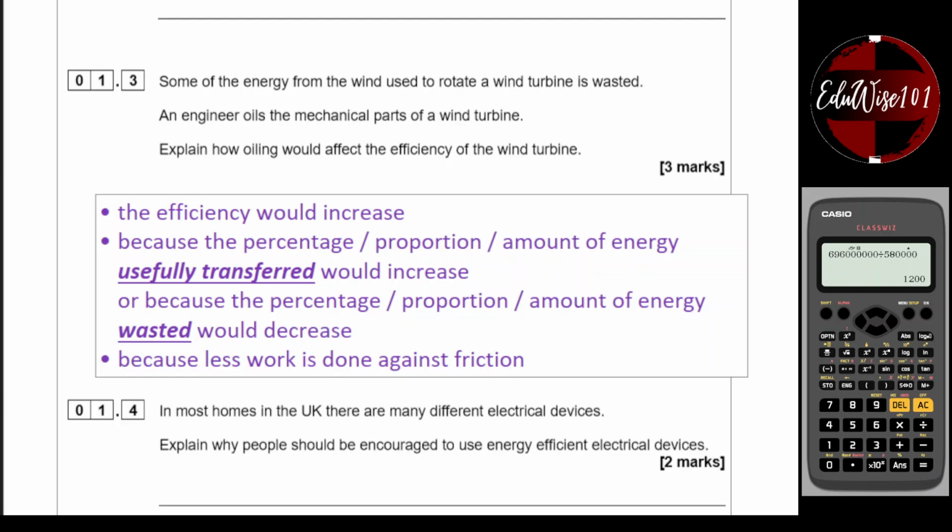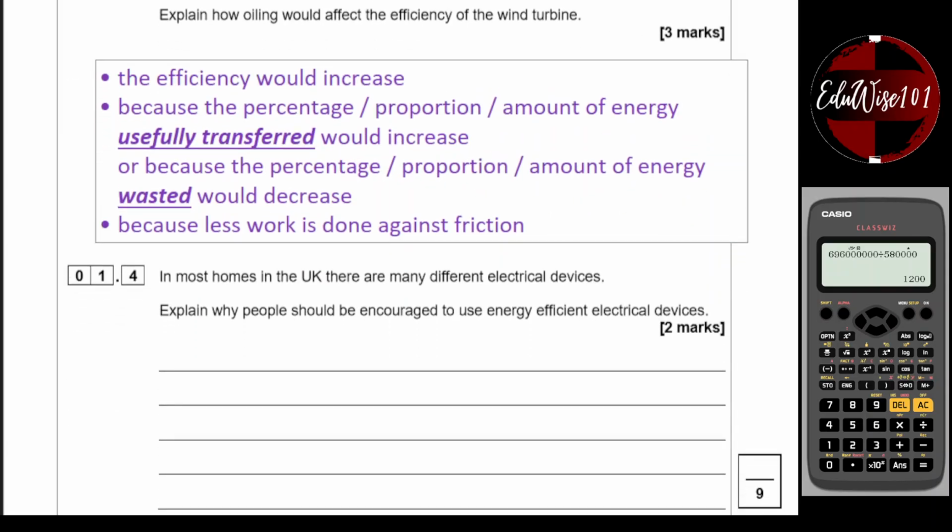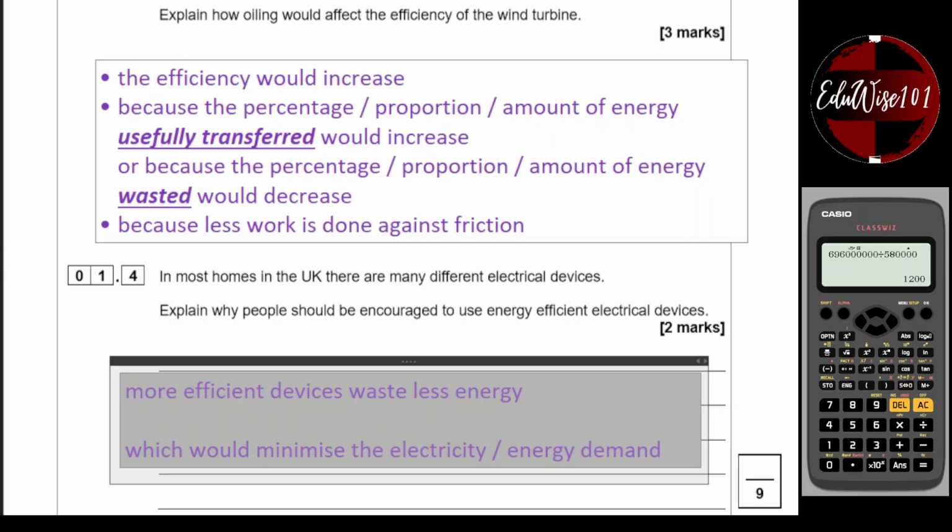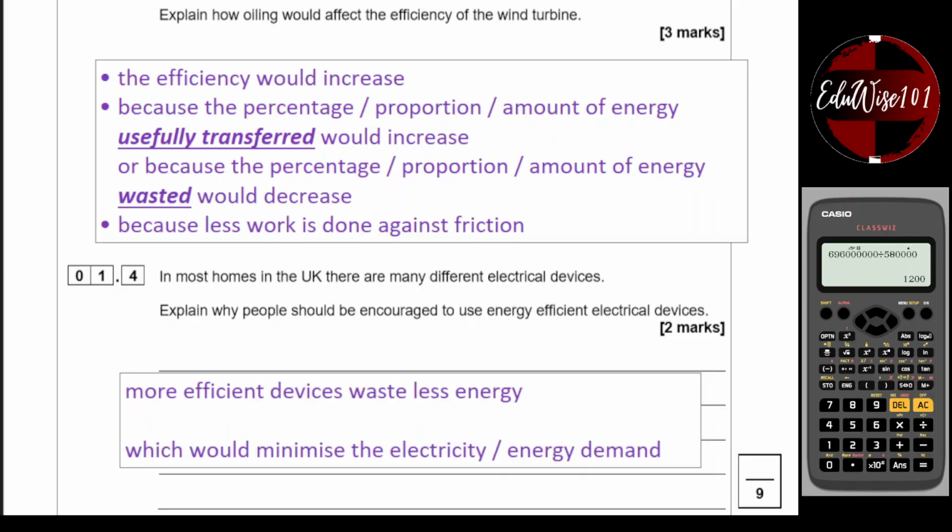Question 1.4. In most homes in the UK, there are many different electrical devices. Explain why people should be encouraged to use energy-efficient electrical devices. Now, if we use more energy-efficient electrical devices, that means we would be wasting less energy. So for 2 marks, here's the answer. More efficient devices waste less energy, which would minimize the electricity or the demand for energy.